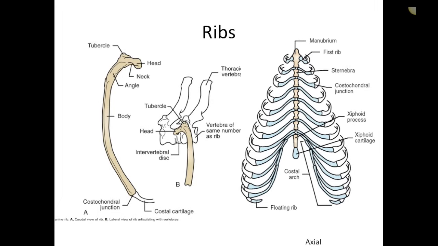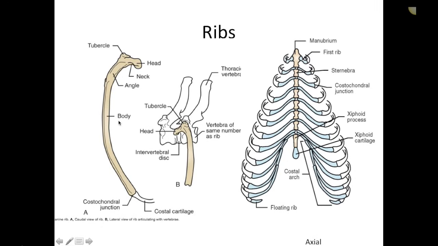Each rib has a bony part and a cartilaginous area. So I like this image. This is the ventral aspect. Right here we're looking at the sternum, which I'll talk about in a moment. And this is the cartilage that's attached to the sternum.